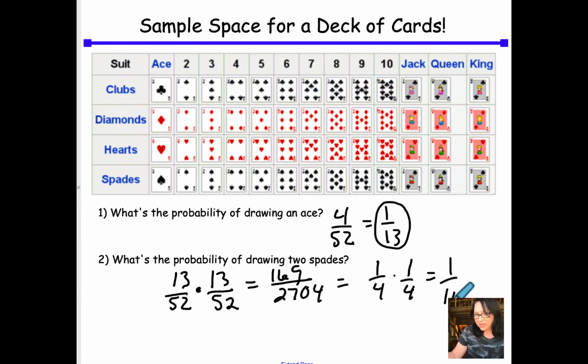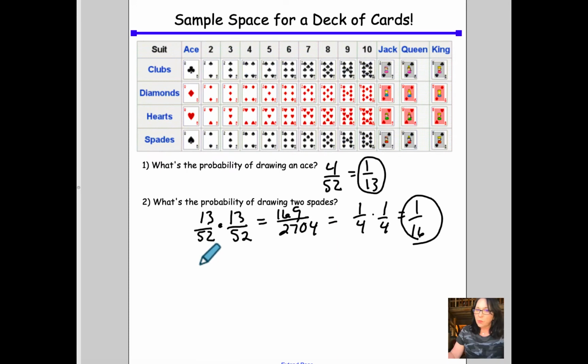reduces to 1/16. And just to be clear, when you're drawing 2 spades, they didn't give you any direction as to whether I'm putting the card back or keeping it. Because if I was keeping that card, the second draw would be out of 51, because I would have 1 less card to choose from.